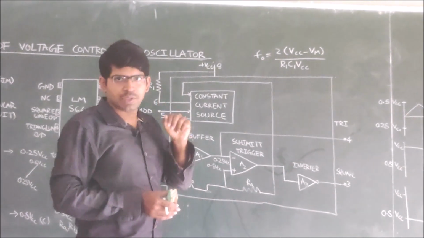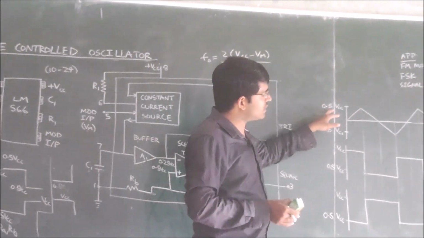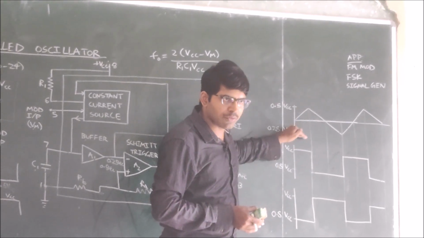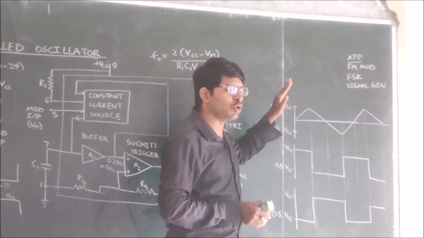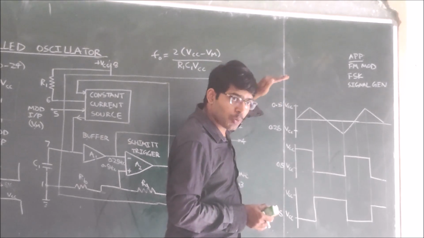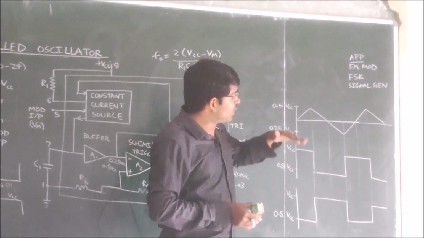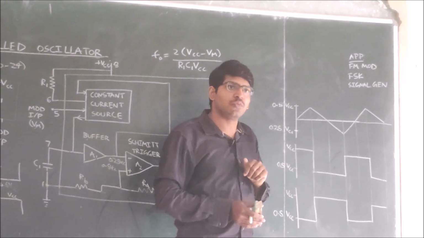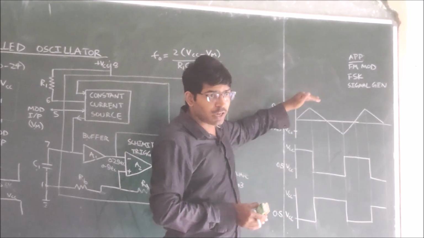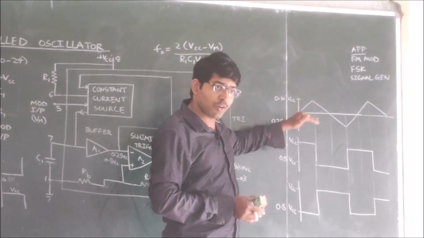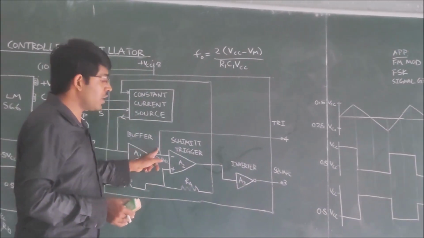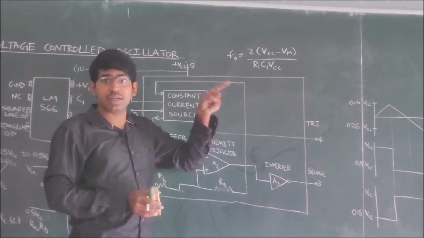During both these times, when the capacitor is charging and discharging, you remember, the voltage is maintained from 0.25 VCC to 0.5 VCC only. The maximum peak is 0.5 VCC and the minimum value is 0.25 VCC. So the triangular wave which we are getting has a maximum value of 0.5 VCC and a minimum value of 0.25 VCC. This triangular wave we are feeding as input to the Schmitt trigger.